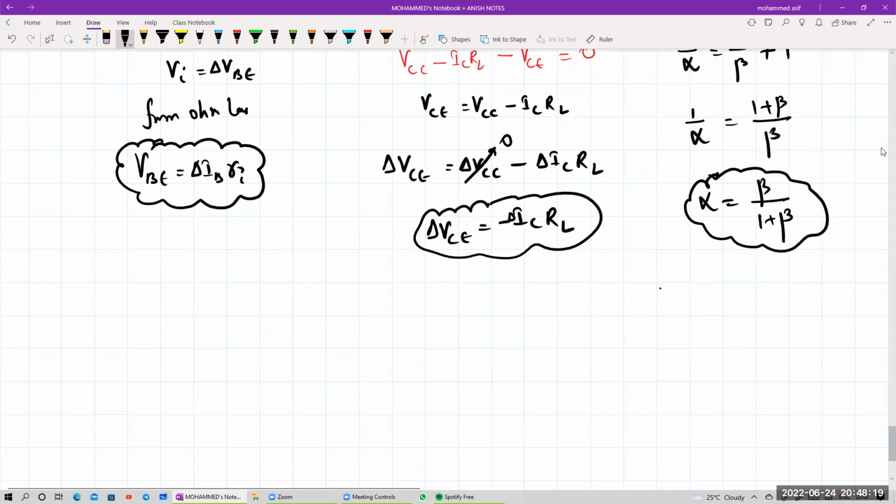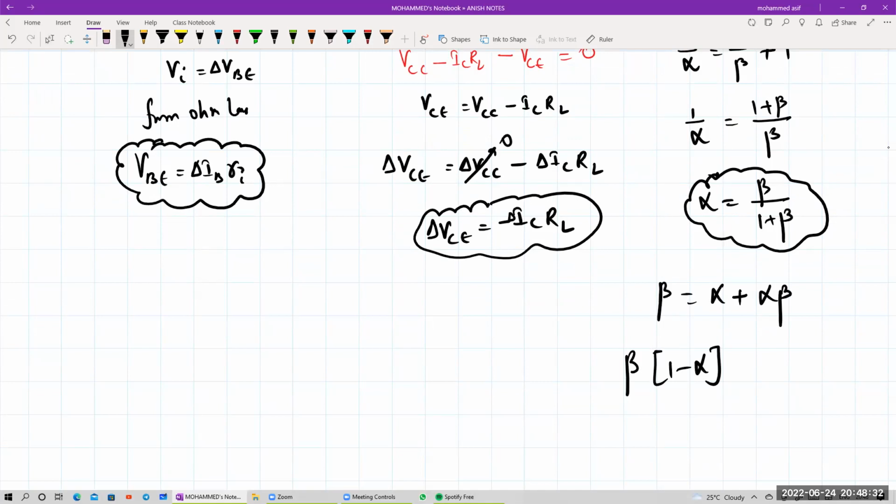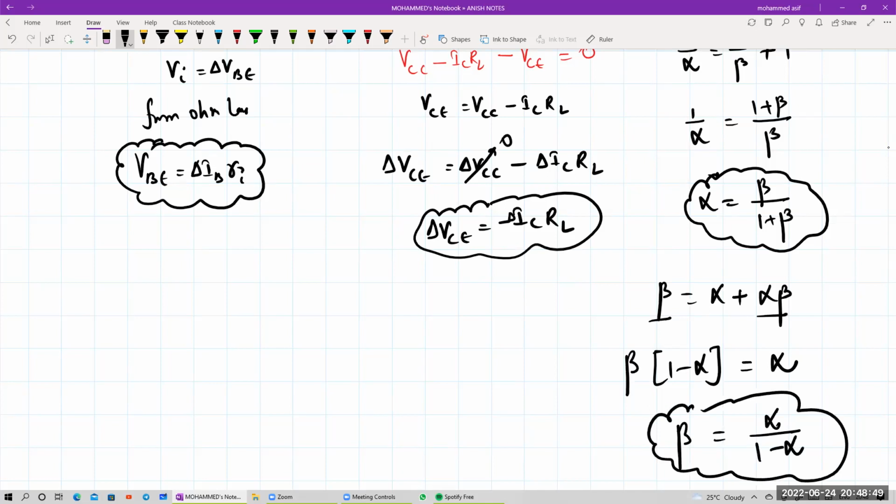So from this, if I'm writing, beta is equal to alpha plus alpha into beta. All beta terms you take on one side: beta into (1 minus alpha) will be equal to alpha. So beta value will be equal to alpha divided by 1 minus alpha. If they ask the relation between alpha and beta, alpha value will be equal to beta divided by 1 plus beta, and beta value will be equal to alpha divided by 1 minus alpha.